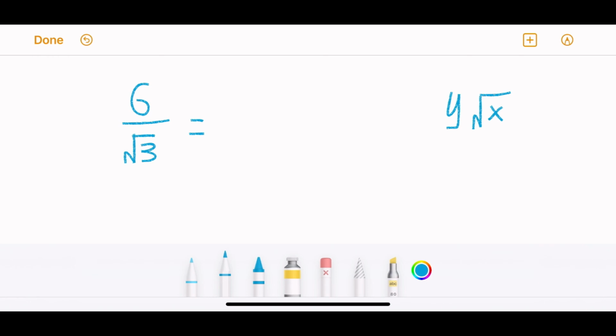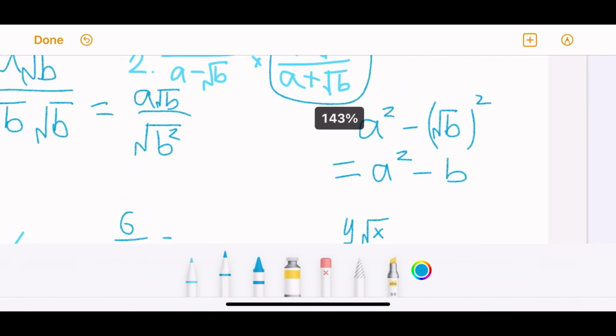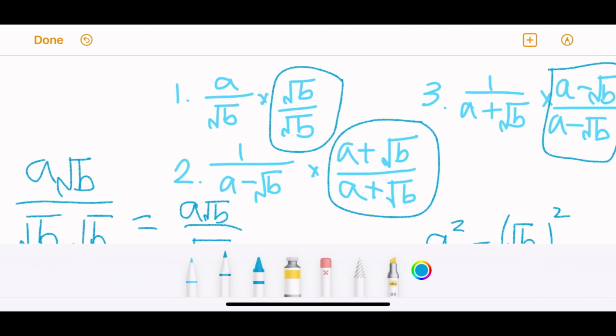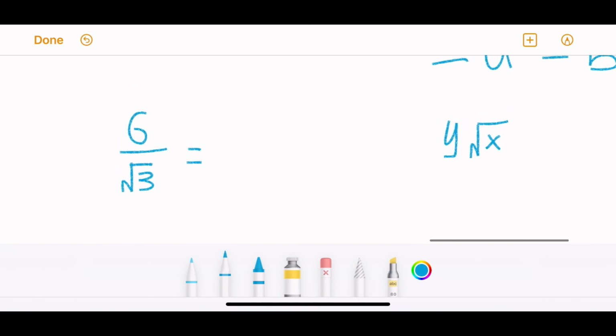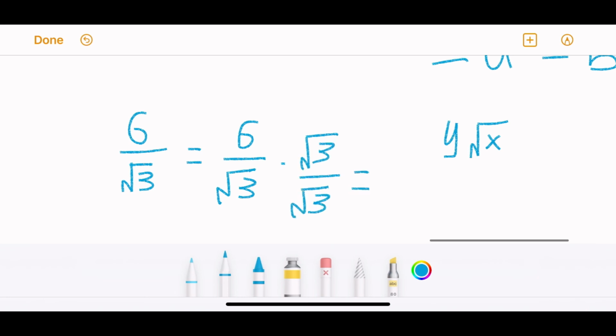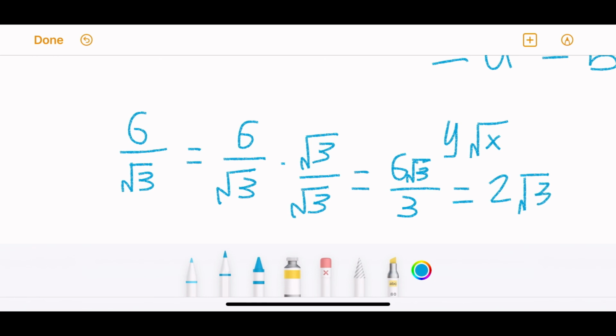So we said that we're trying to get rid of the roots in the denominator, right? So what we're going to do here is to apply the first root. So we're going to multiply this 6 over square root of 3 by 1. And in this case, it would be square root of 3 over square root of 3. Because when square root of 3 is multiplied by square root of 3, we get just 3. And for the numerator, we get 6 square root of 3. We can simplify that further, because 6 divided by 3 is 2. So 2 square root of 3 will be our final answer.